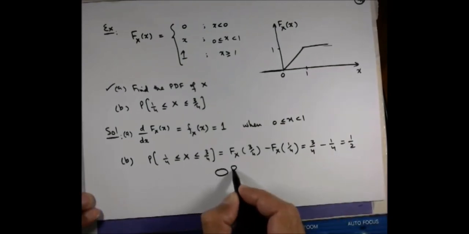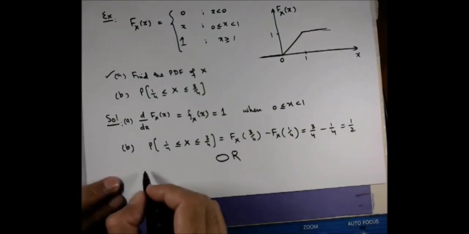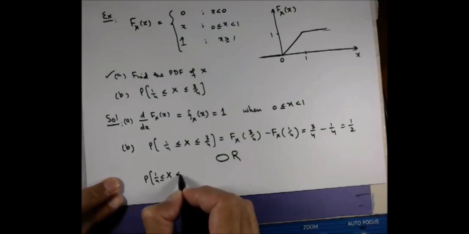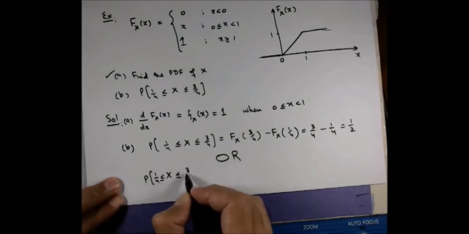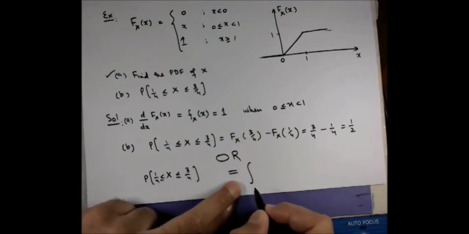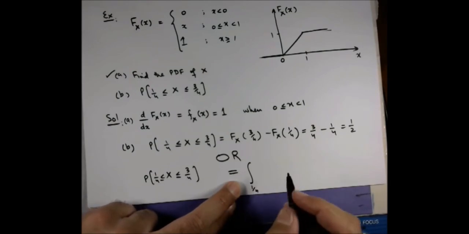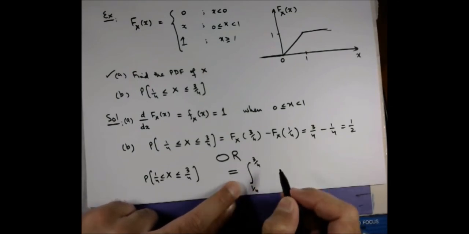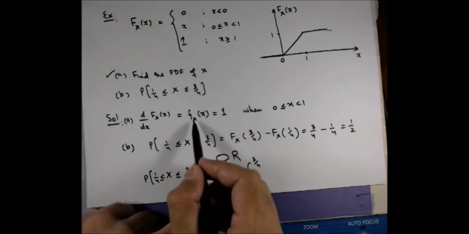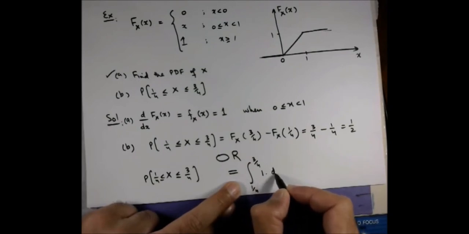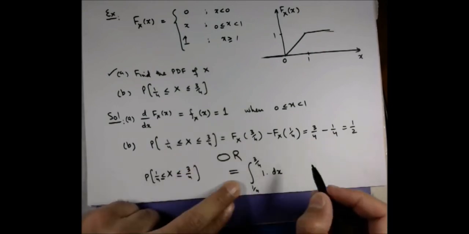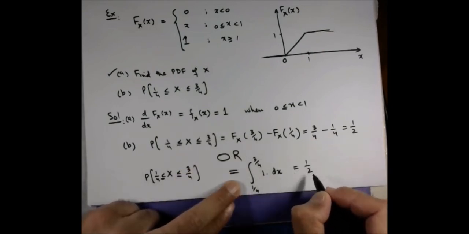Or equivalently, you can find the probability that x is greater than or equal to 1 by 4 and less than or equal to 3 by 4 by simply integrating from 1 by 4 to 3 by 4 the expression of the PDF, which means 1 times dx. You see, this is the PDF. So if you integrate this, obviously you will get 1 by 2.